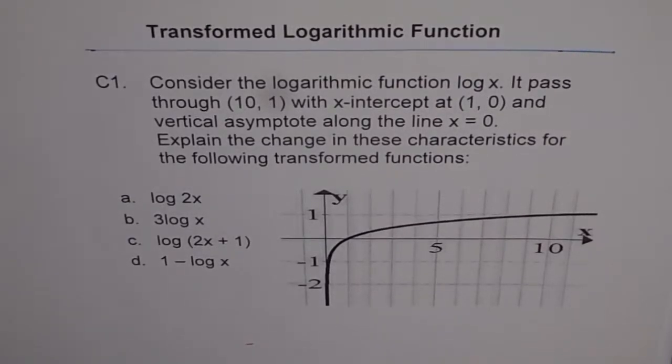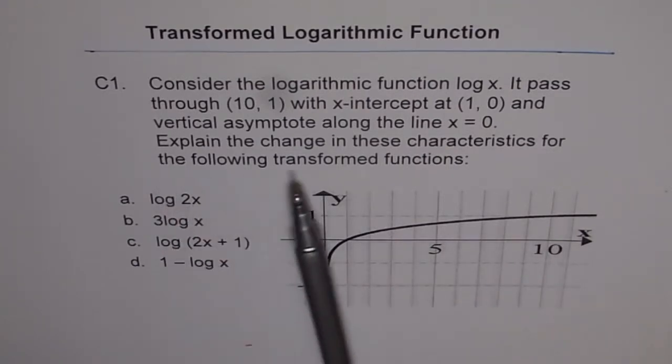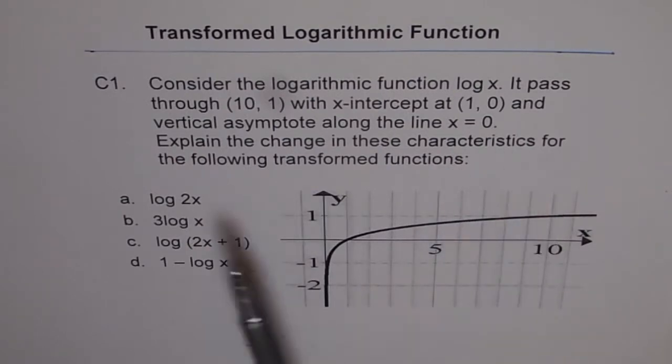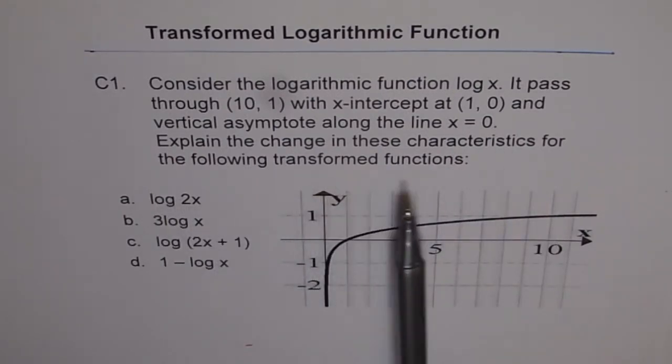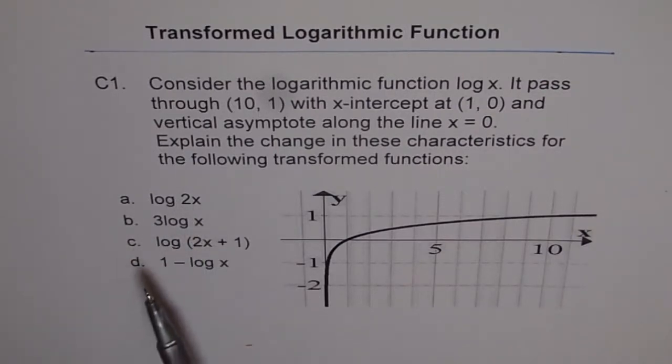Transformed logarithmic functions. Communication question 1. Consider the logarithmic function log of x. It passes through the point (10, 1), with x-intercept at (1, 0) and vertical asymptote along the line x equals 0. Explain the change in these characteristics for the following transformed functions: log 2x, 3 log x, log of (2x plus 1), and 1 minus log x.